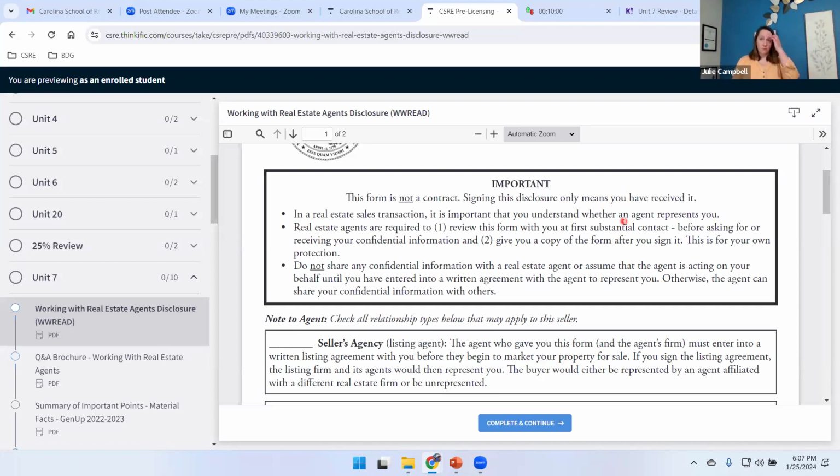This last bullet point, this third bullet point really hits home, doesn't it? Consumer, do not share any confidential information with a real estate agent or assume that the agent is acting on your behalf until you have entered into a written agreement with the agent to represent you. Otherwise, the agent can share your confidential information with others. Remember, I don't owe you confidentiality until and if you decide to hire me. If you never decide to hire me, I never owe you that confidentiality. Isn't it only fair that the consumer is warned, told that we have a duty to our client? And that's all we're doing with this, is protecting the consumer.